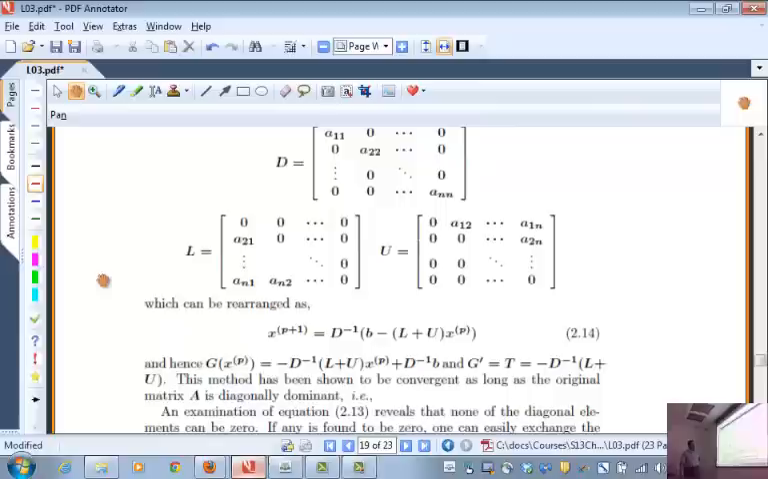Now, D inverse is what? We already know it's a diagonal matrix. It's 1 over a11, 1 over a22, etc. Fairly easy to construct. And here we have two additions and then a matrix-vector multiplication. So you separate this out. G of x^p is this entire right-hand side, but you separate this out into the terms that multiply x^p and the ones that are constant.